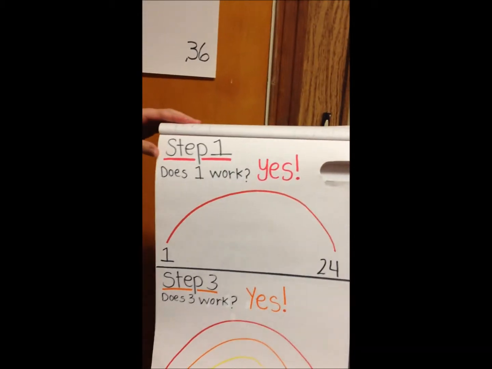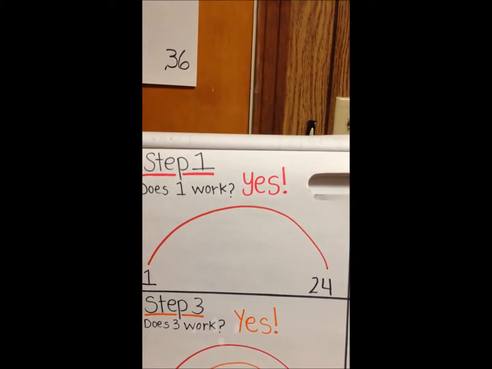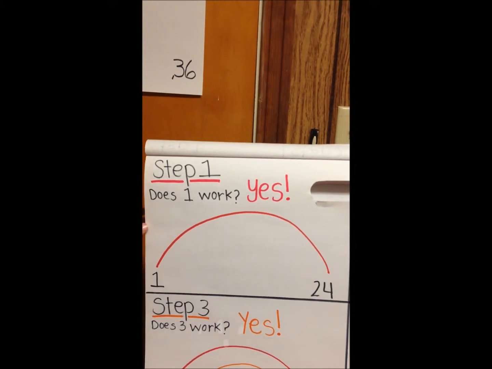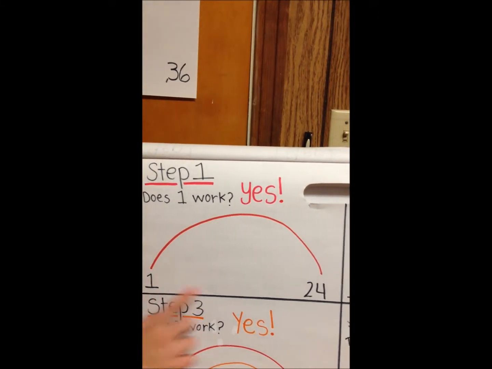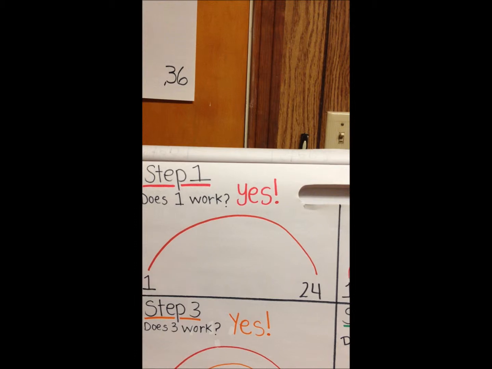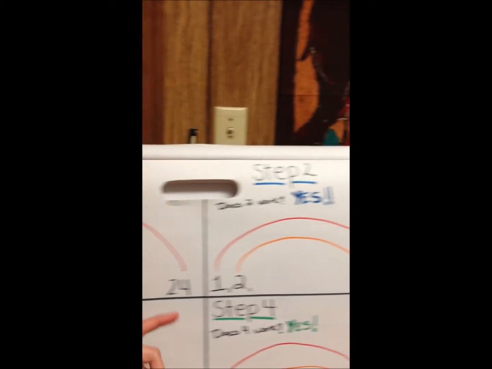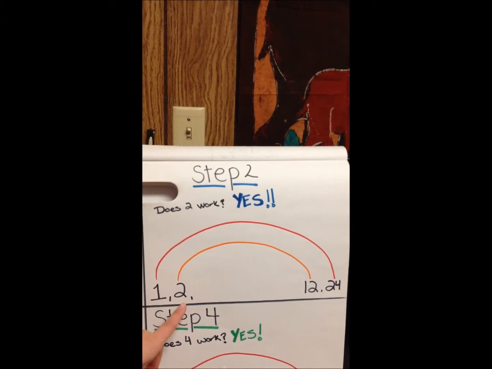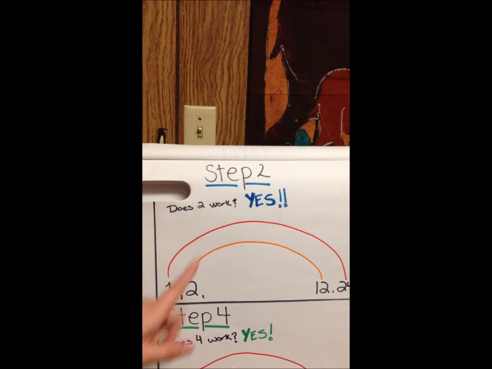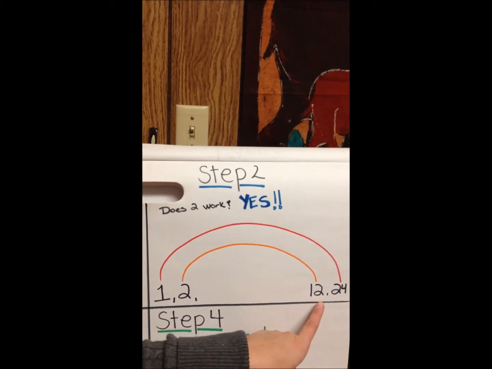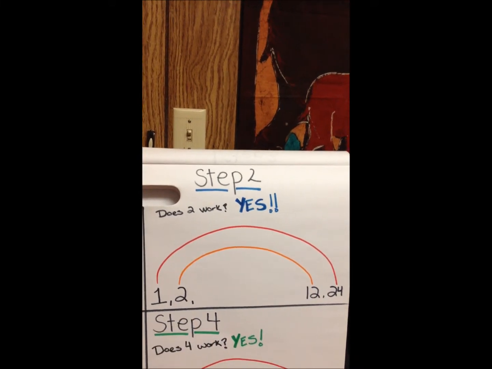Alright, now let's do a step-by-step of the rainbow model. Does 1 factor into 24? Yes. So let's write our 1 and our 24 and our connecting line. Does 2 factor into 24? Yes, and so let's write our 2 and our 12, because 2 times 12 is 24.